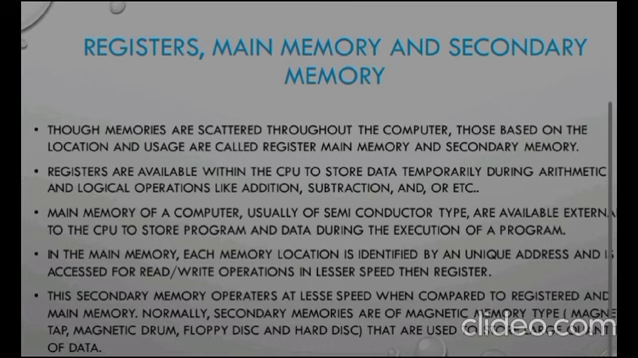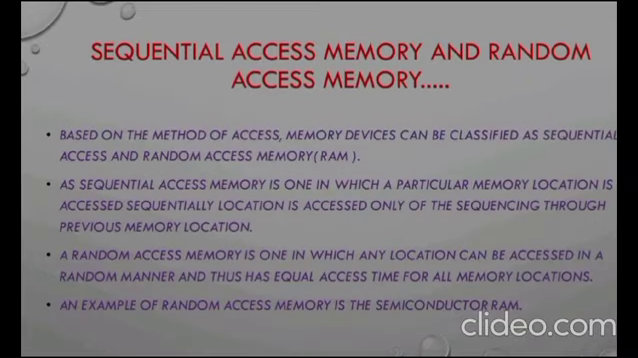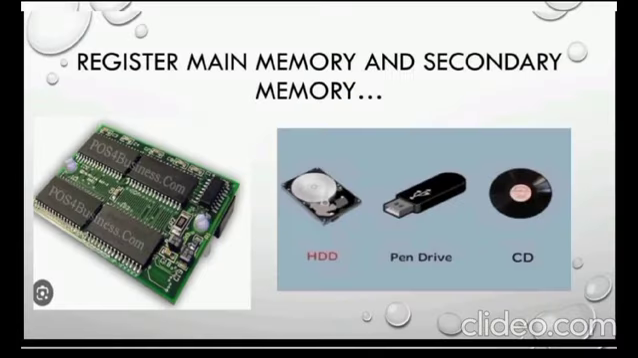store data and programs. Secondary memory operates at lesser speed when compared to register and main memory. Secondary memory is of magnetic memory type. These are used to store large quantities of data. The examples of secondary memory are CD, pen drive, etc. The example of register is Intel x86. The examples of main memory are ROM and RAM.